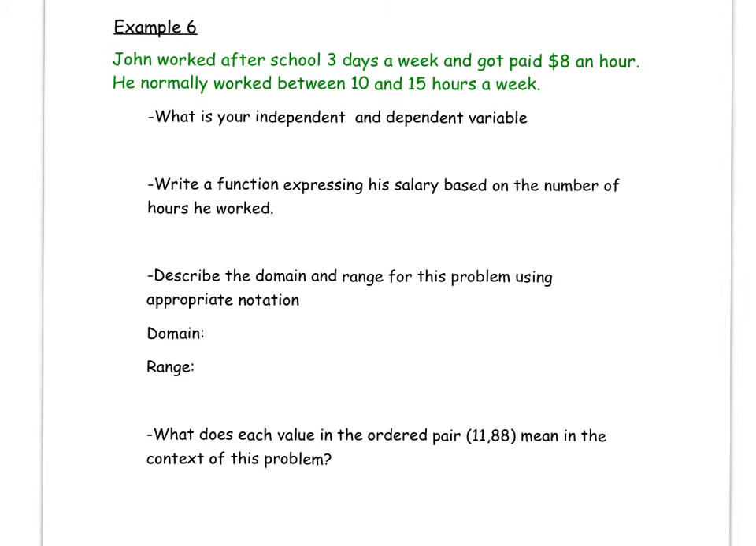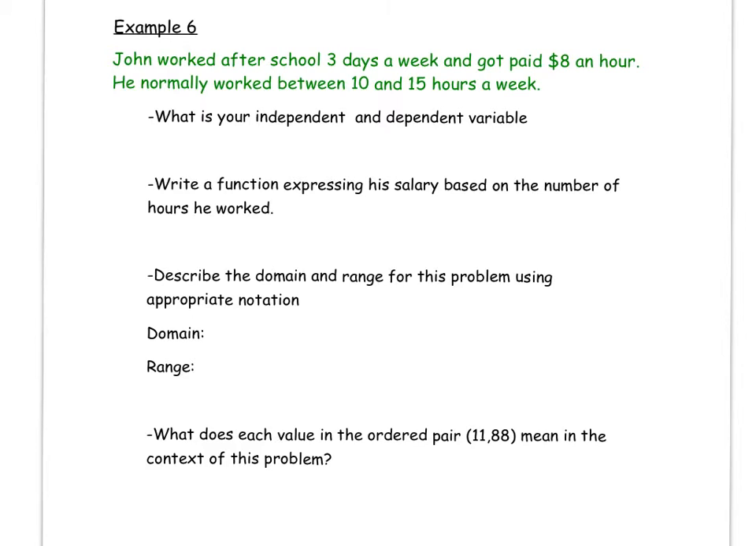All right, last example. And it's a word problem, of course. John worked 3 days after school and got paid $8 an hour. He normally worked between 10 and 15 hours. What's your independent and dependent variable? So hopefully we're getting pretty good at that. What we're talking about is hours worked and being paid.